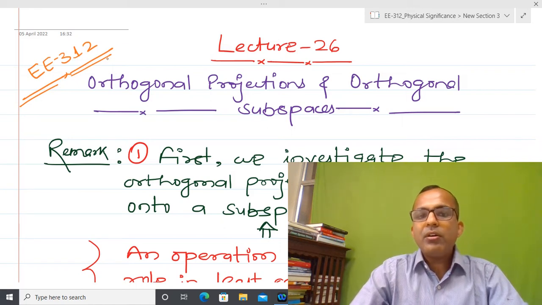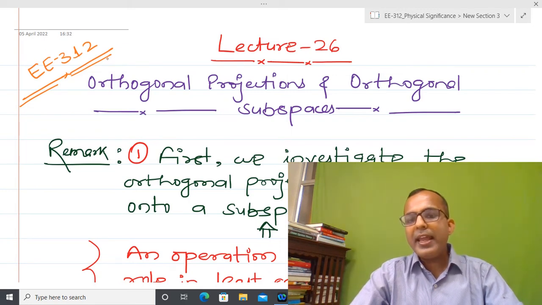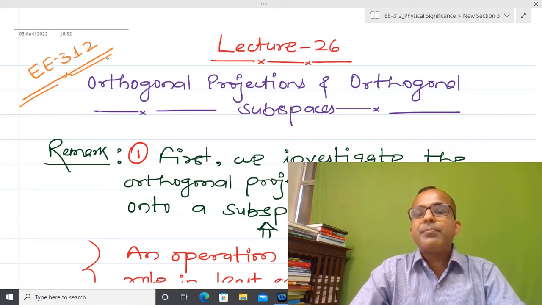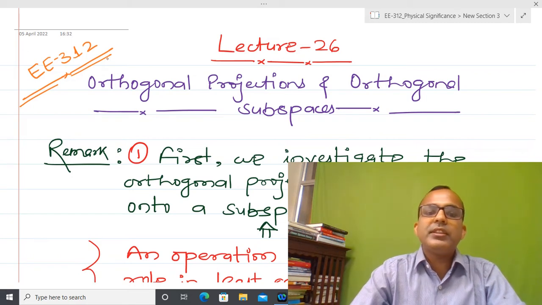Now what basic thing are we going to do? We are going to investigate the orthogonal projection of a vector onto a subspace. So I have some kind of vector and I have some kind of subspace, and I am going to project that particular vector and see its orthogonal projection.